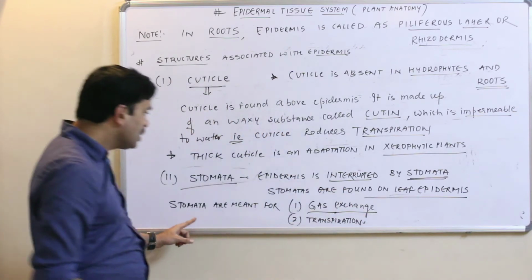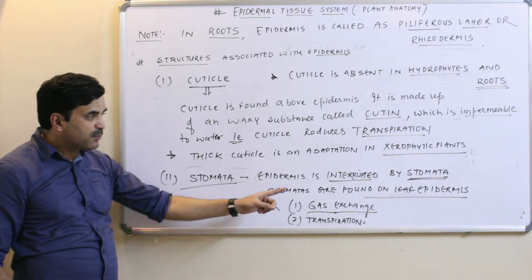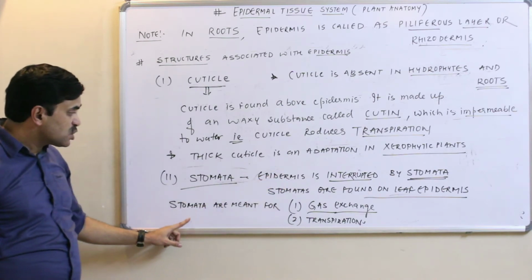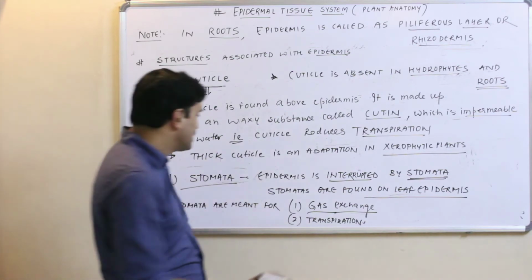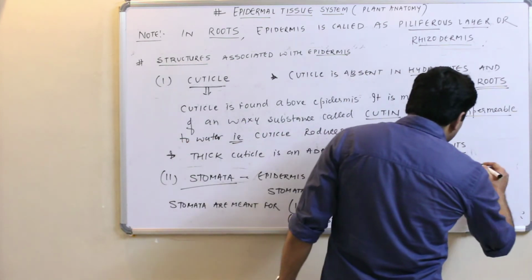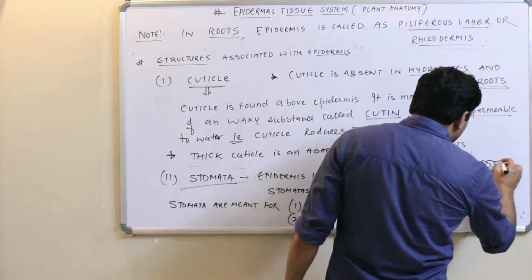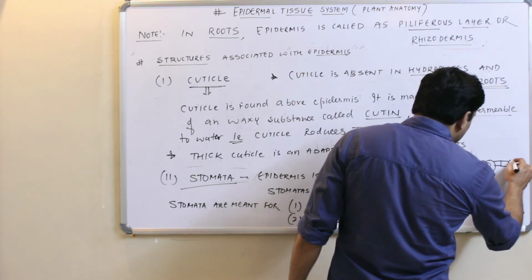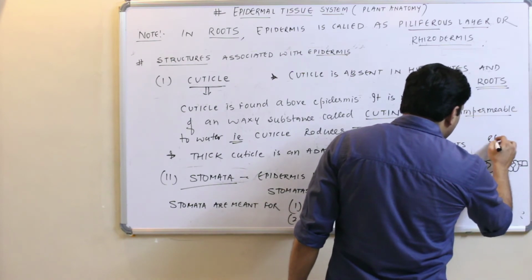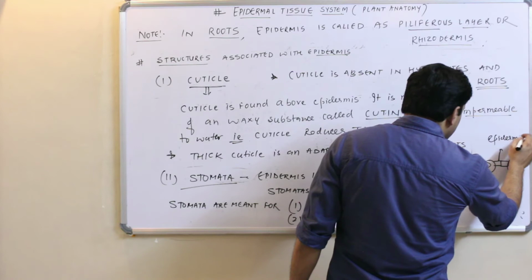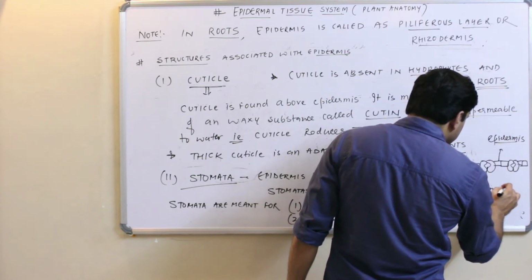Clear? So the epidermis is interrupted by stomata. Stomata are found on the leaf epidermis. Stomata are meant for gaseous exchange and for transpiration. If I draw the epidermis, say this is the epidermis, then it is interrupted by various stomata like this. If this is the epidermis, then these are the stomata.